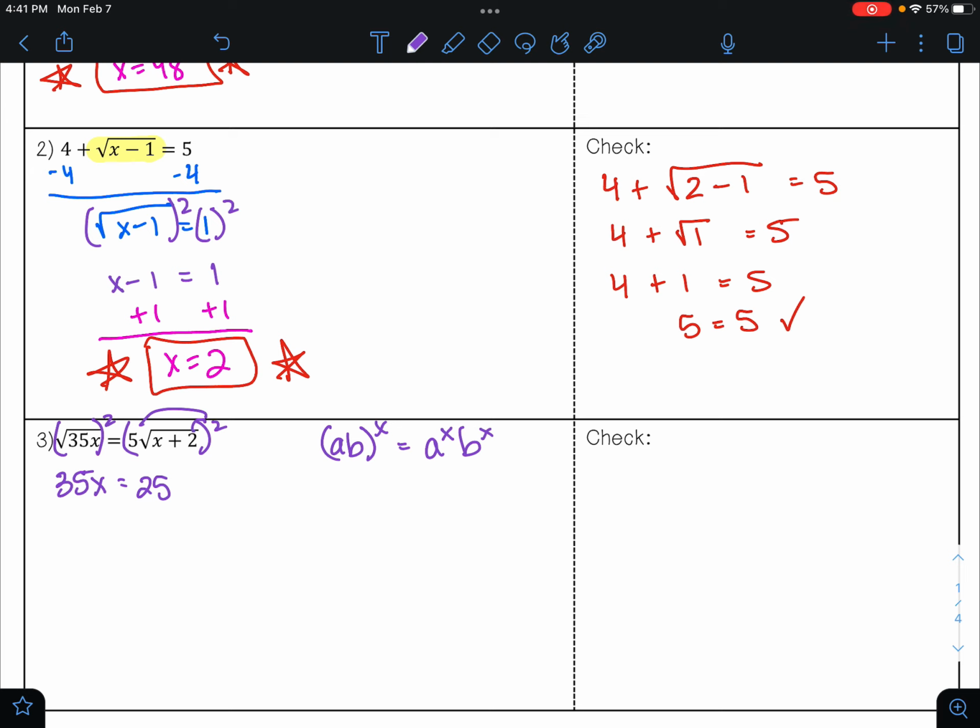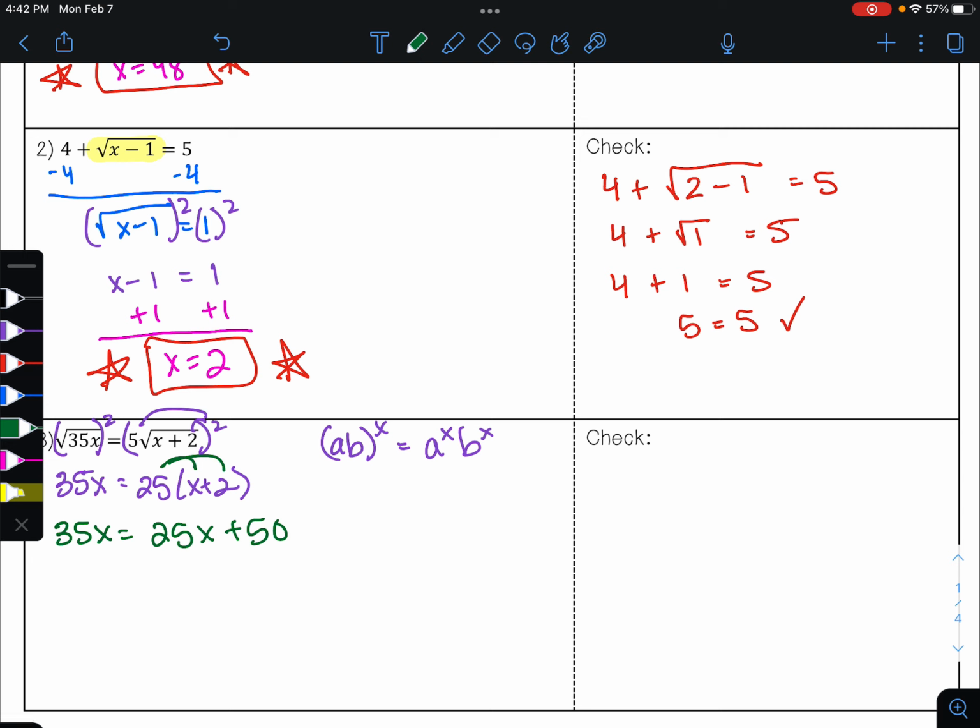The square root of x plus 2 raised to the second power is x plus 2. Notice how I kept x plus 2 inside the parentheses. This is because this whole thing was being squared, and this whole thing was being multiplied by 5. So x plus 2 is being multiplied by 25. From here, I'm going to go ahead and use a distributive property. And so I'll have 35x equals 25x plus 50.